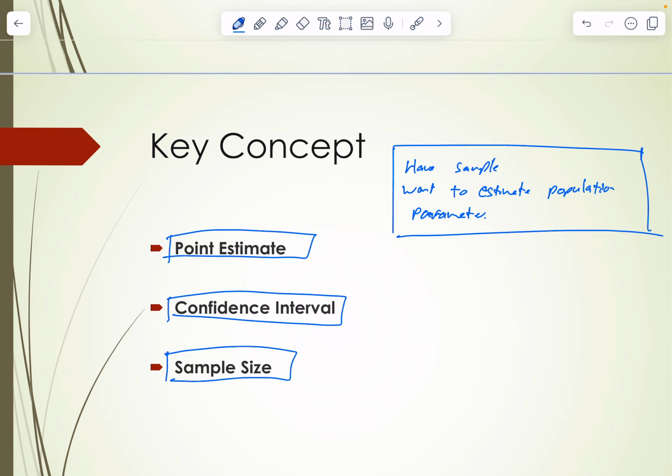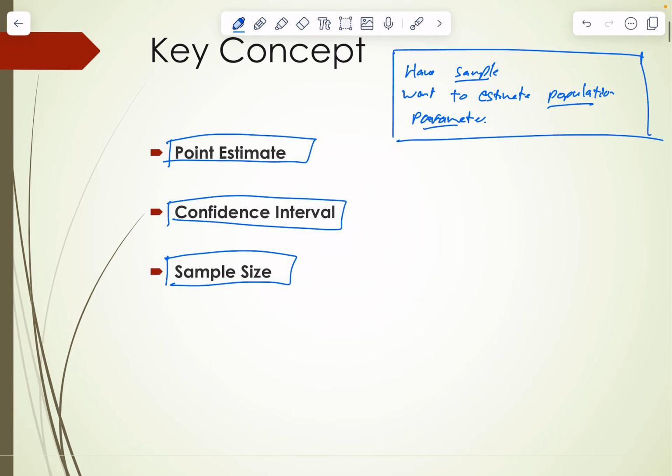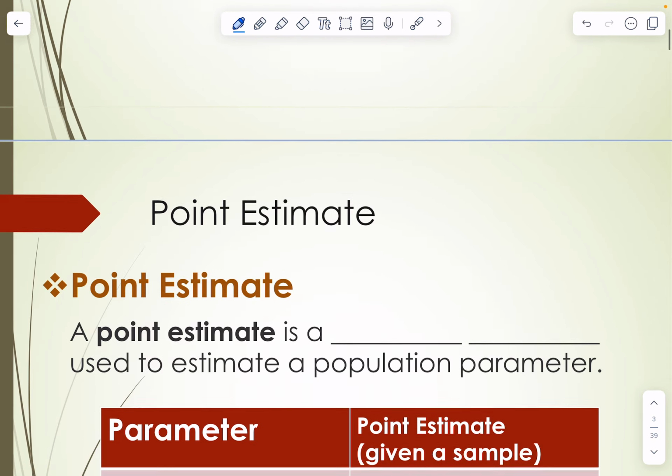So maybe we want the average waiting time of all calls to the IRS or to the Verizon customer service line. What's the average of all that? See, we don't know the population parameter. All we have is a sample. And so how can we be sure that our population parameter is within a particular interval? Okay, let's get started.